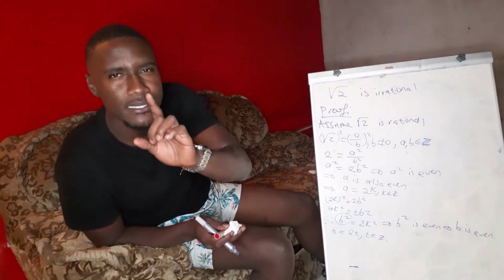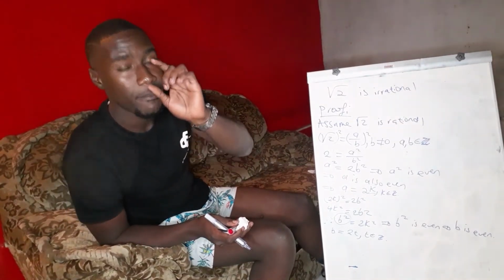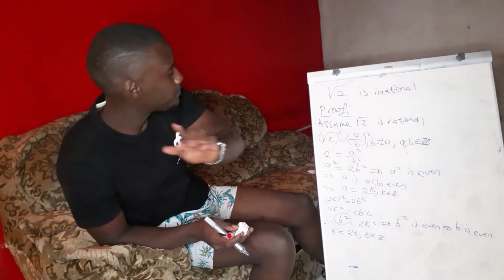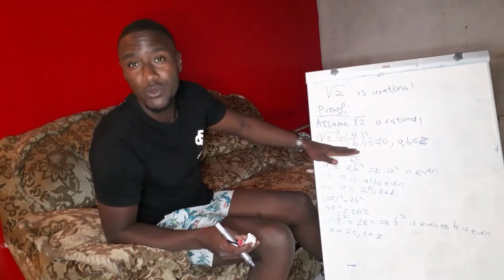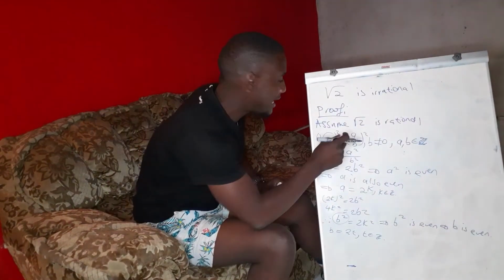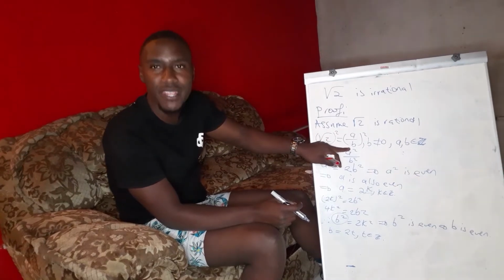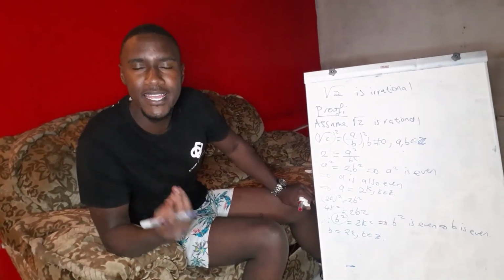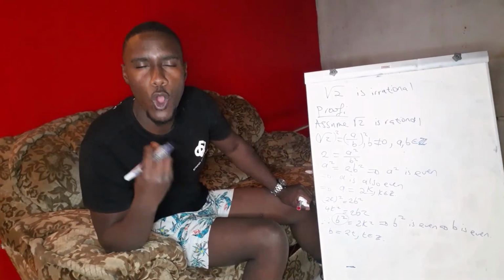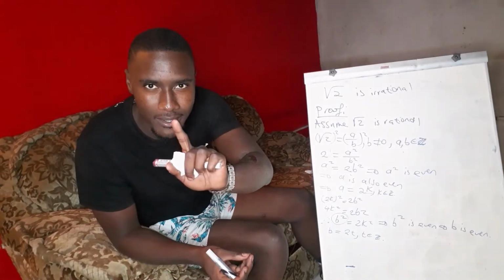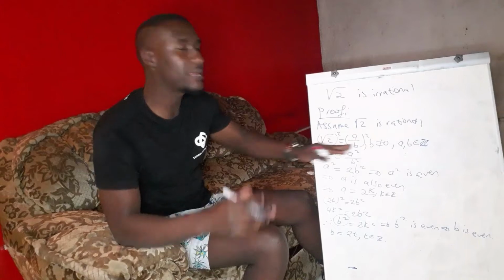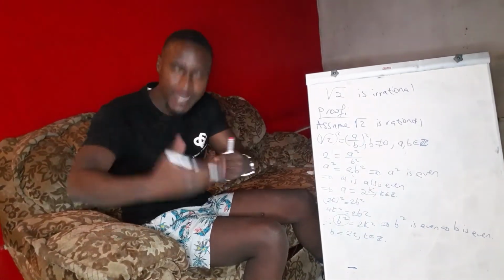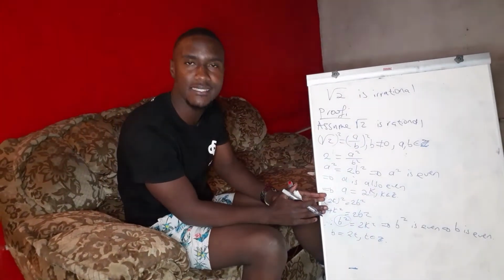By the way, there's something I didn't actually mention, which is very important. For this to be rational, it will be rational under the condition that A and B are co-prime, meaning they cannot have any common factor other than 1. That is very important. I didn't write it here because of the space, but I was planning to mention it later, like in this case.